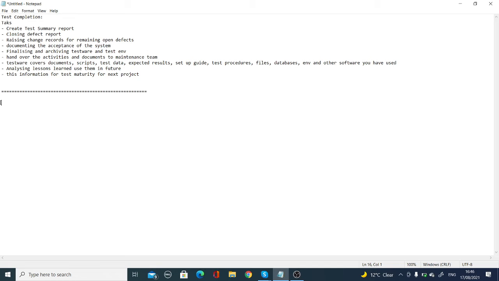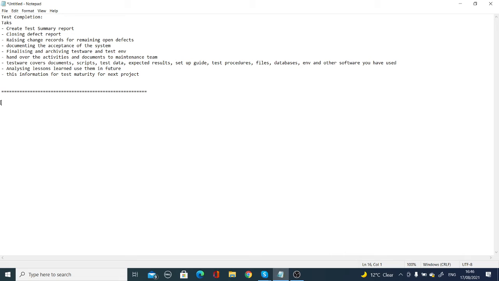For whatever defects we have kept open, we will pass them to the maintenance team and we will state in the reports themselves that these are the open defects, but you need to change them. Instead of open, we will say these defects are passed to the maintenance team. It's a new status. Any other question? No. Thank you.